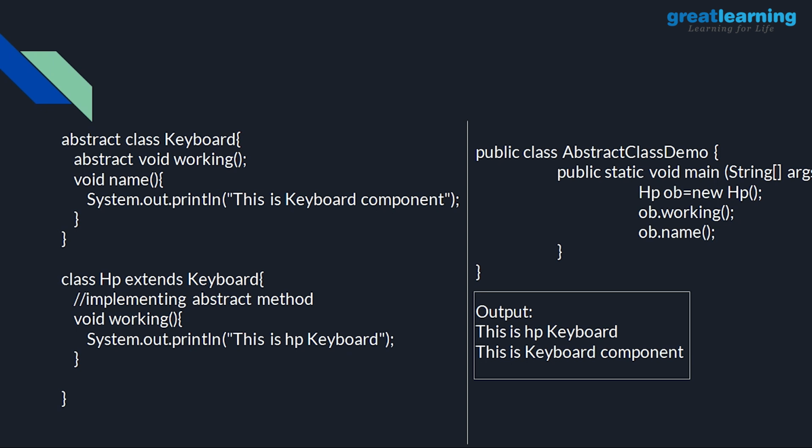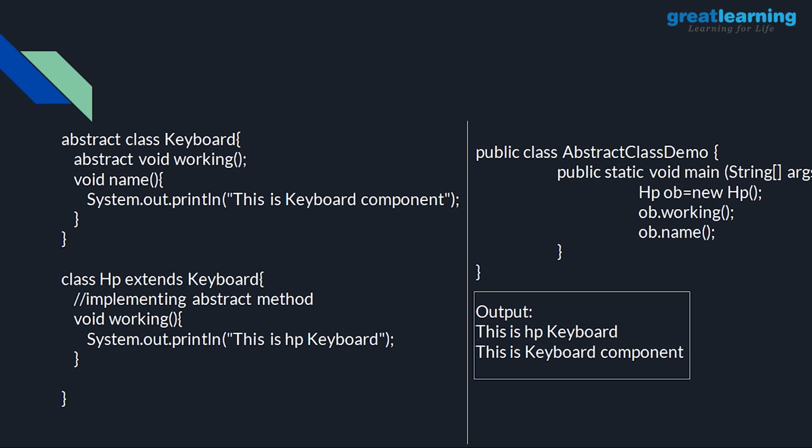Then in the main method, once we created an object of HP and called working, it showed the message, this is a HP keyboard. And when we called the name method, it showed, this is a keyboard component. You see how we implemented this abstract class here, right?